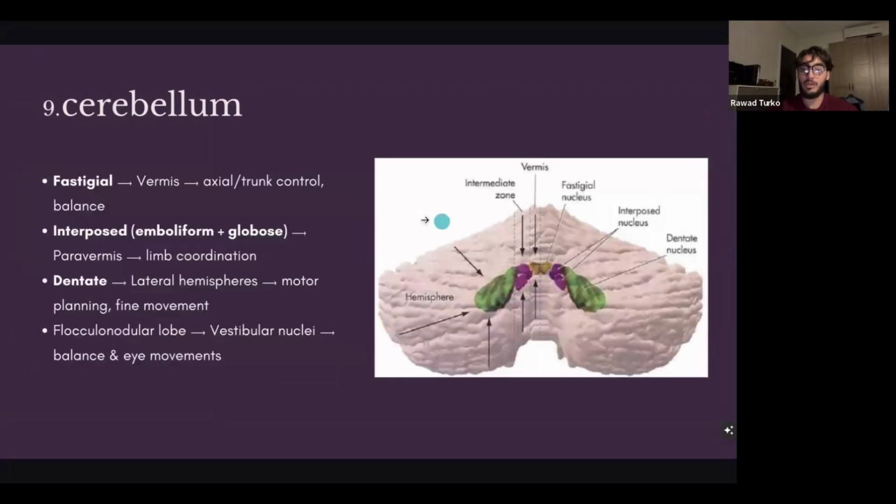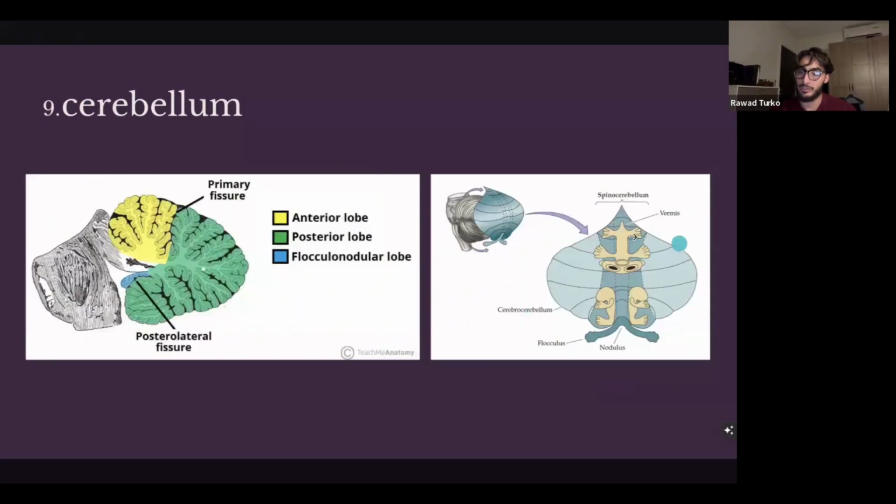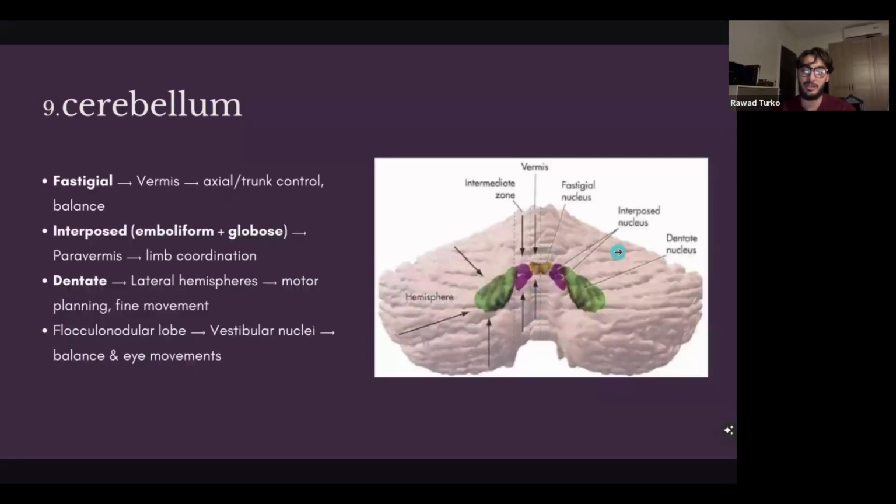Okay, remember when I said we have those deep cerebellar nuclei? Well, we have the fastigial nucleus. We have the interposed nuclei, which is made up of emboliform and globose nuclei. And we have the dentate nucleus. And finally, we have the flocculonodular lobe. Okay, so the fastigial nucleus is right here in the vermis. So the fastigial nucleus would be right here in the middle. And this is responsible for axial or trunk control and balance.